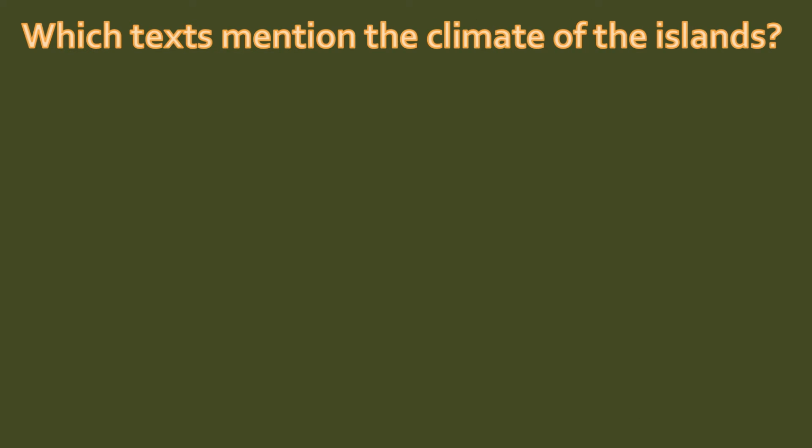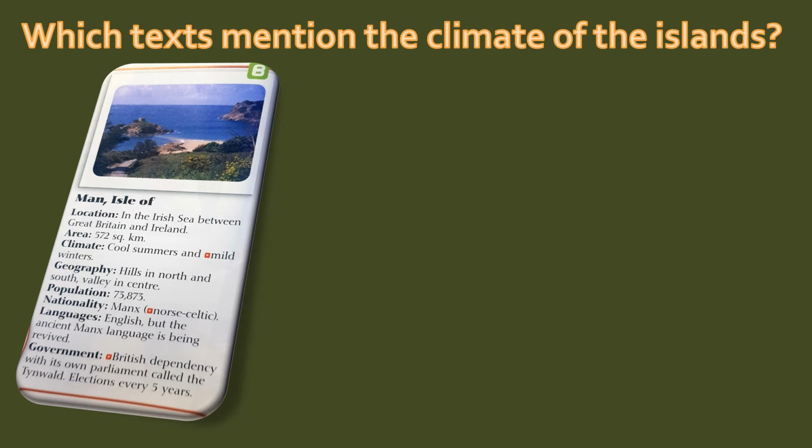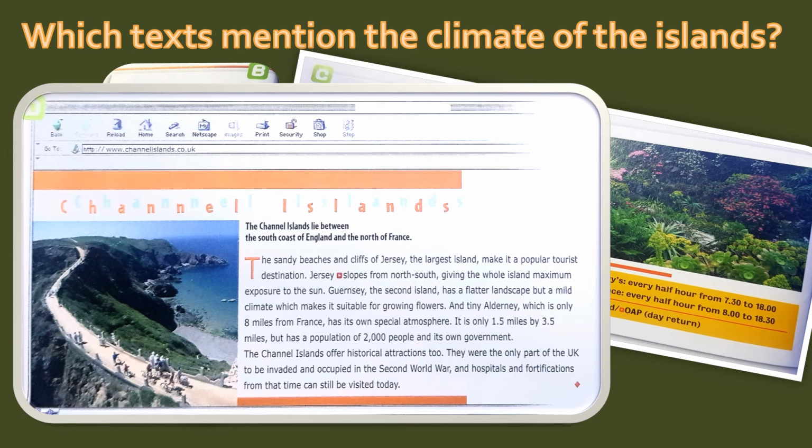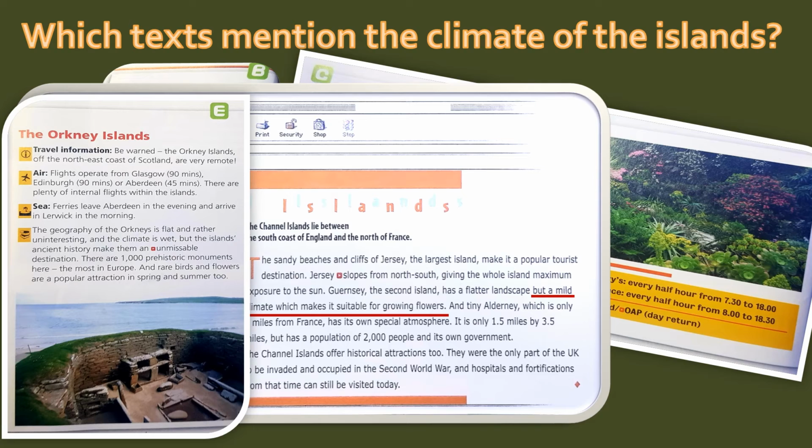The second question. Which texts mention the climate of the islands? There are 4 texts that give us this information. Text B, the Isle of Man has cool summers and mild winters. We can read about the climate of the Scilly Isles in text C. Text D about the Channel Islands mentions this information too. And text E says that the Orkney Islands have the wet climate.